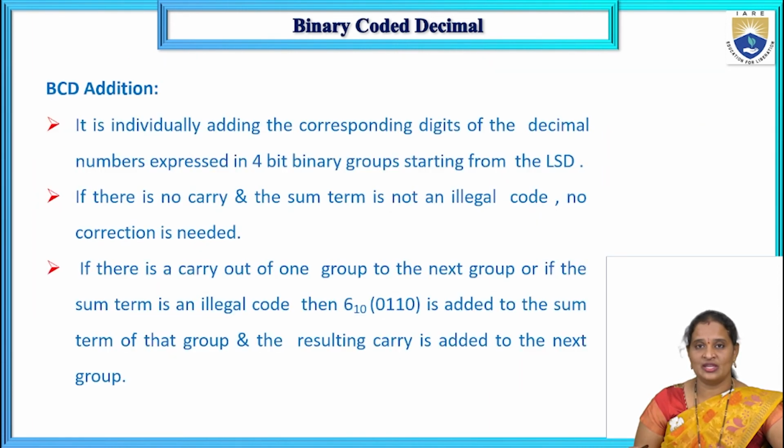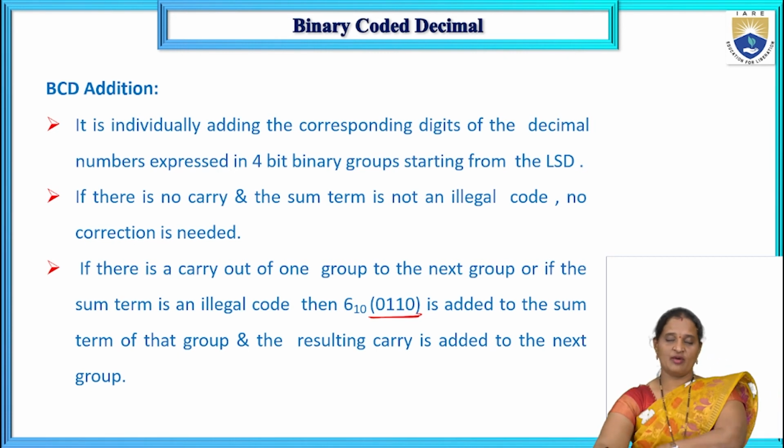And if an illegal BCD code has resulted, then we need to make some correction. What is the correction that we need to make? If the sum is an illegal code, then we need to add 6 to the sum. Or even if there is a carry from one group to the other group, then also we need to add 6 to the group. If the sum is legal and there is no carry, then no correction is needed. So that is the rule for performing the addition here.